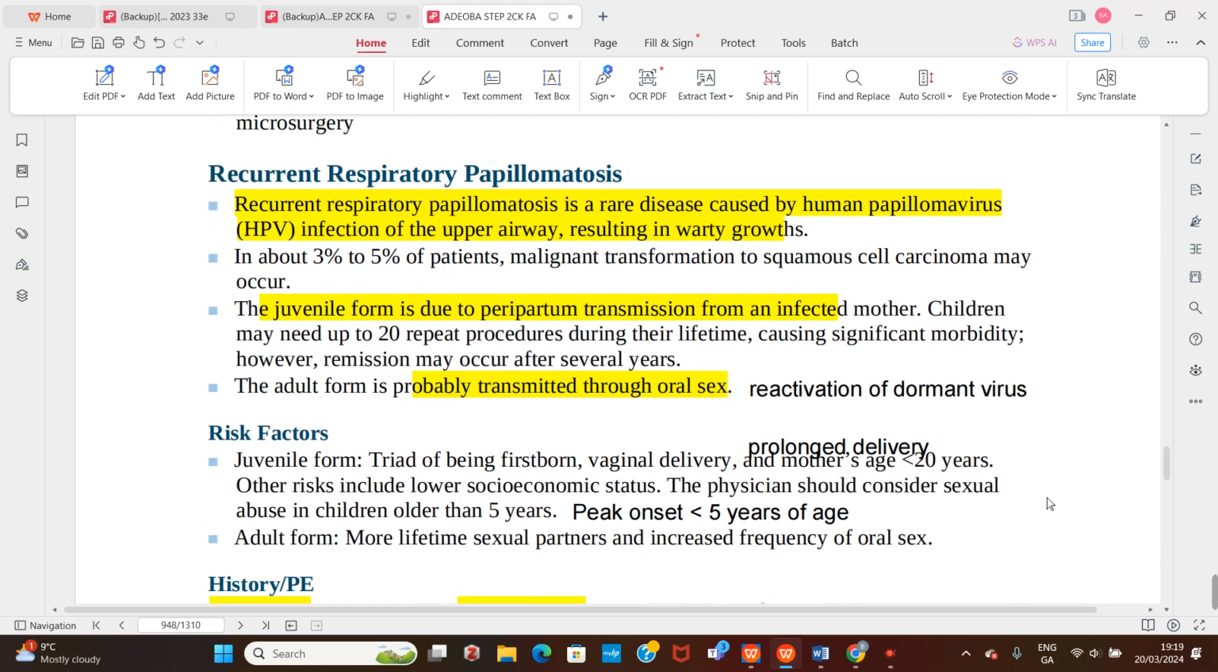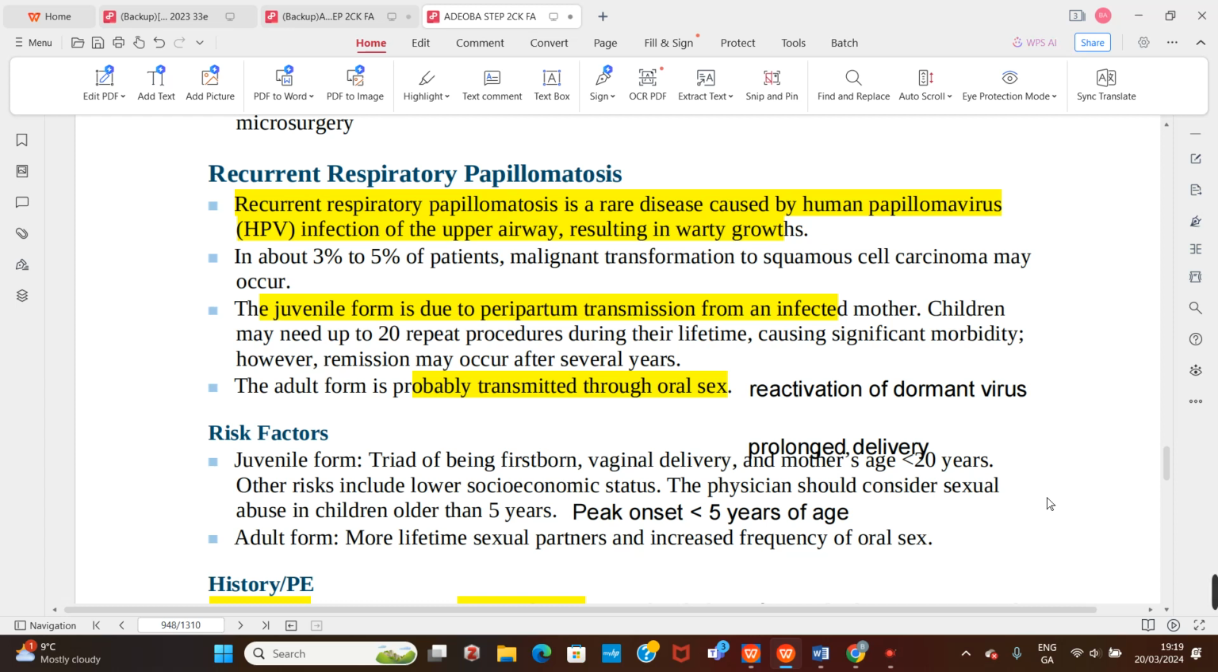Then to the last, recurrent respiratory papillomatosis. So this is just like a benign tumor of the squamous epithelium of the upper airway. So you see them as raspberry-like or warty growths in the upper airway. You find them most of the time in the vocal cords. Sometimes, in 3 to 5% of the cases, they can undergo malignant transformation into squamous cell carcinoma.